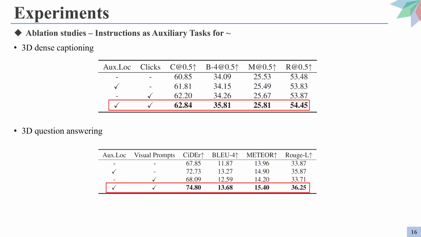The next ablation study tests whether adding extra instruction formats and visual prompts during training benefits the core tasks. Detect and localize indicates whether the model is trained with detect and localize instructions, while clicks indicates whether clicks were included as additional visual prompts. The results show that performance is highest when both extra instruction formats and visual prompts are used during training.